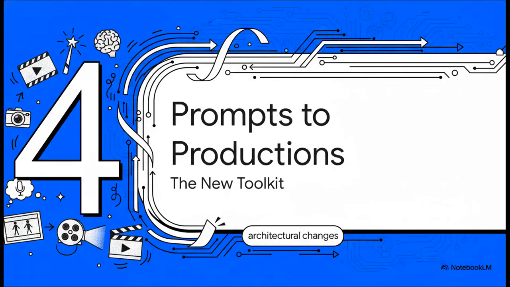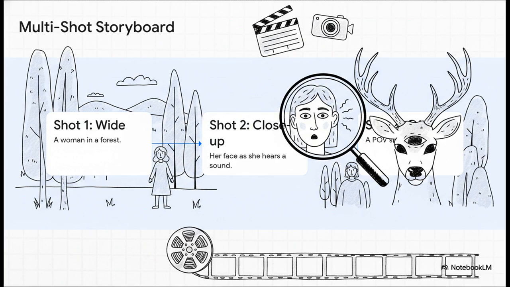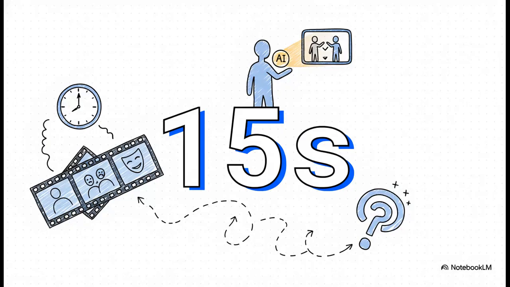Okay, so we've geeked out on the deep architectural changes, but what does this actually mean for you, for the people making stuff? How do all these tech upgrades translate into new features you can actually get your hands on? The new multi-shot storyboard feature is a perfect example of this. You can now write a single prompt that describes a whole sequence of shots. Something like, a woman in a forest, then cut to a close-up of her face as she hears a sound. The AI gets the narrative logic and creates a complete, edited scene with cuts and everything, not just one long, weird clip.